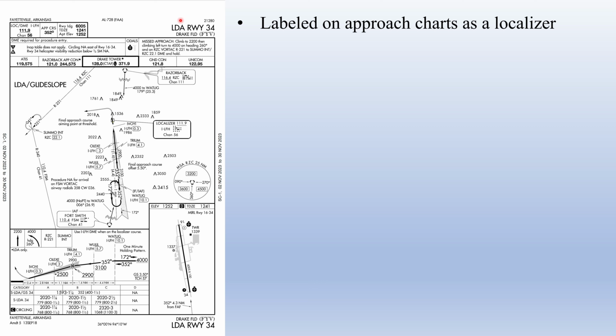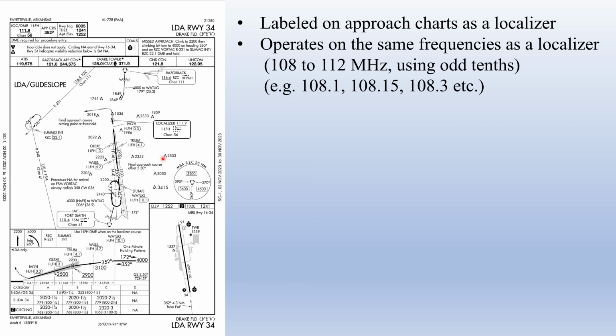So you can see we have the LDA approach to runway 34 into Drake Field in Fayetteville, Arkansas pulled up. And our primary nav aid down here for this LDA approach is labeled as a localizer approach. It operates on the same frequencies as a localizer. That's going to be 108 to 112 megahertz using the odd tenths on those. So for example, 108.1, 108.15, 108.3. This digit will always be an odd digit. That's going to be your localizer frequencies as well as LDA frequencies.